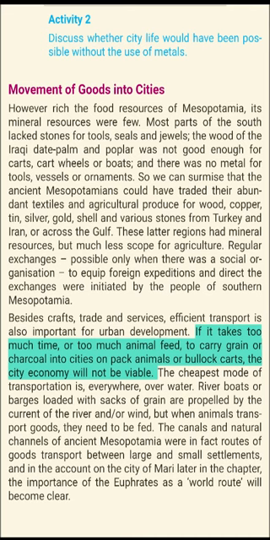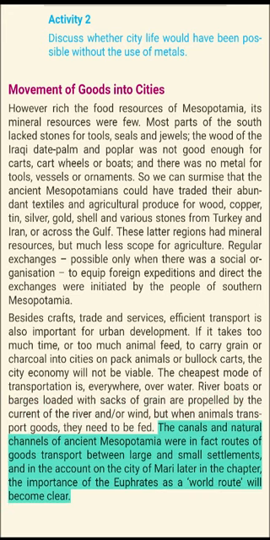Besides crafts, trade and services, efficient transport is also important for urban development. If it takes too much time, or too much animal feed, to carry grain or charcoal into cities on pack animals or bullock carts, the city economy will not be viable. The cheapest mode of transportation is, everywhere, over water. River boats or barges loaded with sacks of grain are propelled by the current of the river and or wind, but when animals transport goods, they need to be fed.